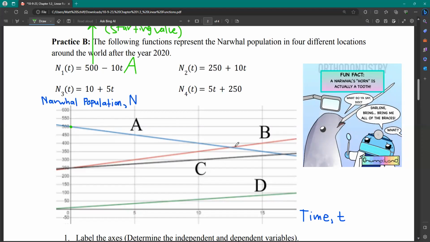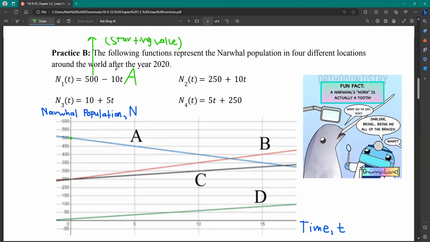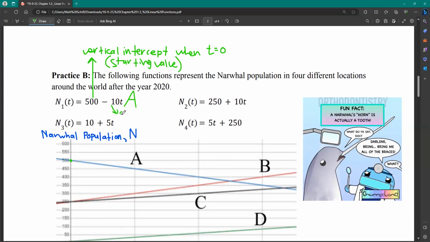And then notice that that graph is decreasing due to the minus 10t. So this is your constant rate of change. For every year that goes by, the narwhal population goes down by 10. According to that model, who knows what's actually happening in real life. Okay, so all these linear functions have that structure. So for n2 of t, we have 250 plus 10t. So 250 is the vertical intercept. 10, now positive 10, is the constant rate of change.